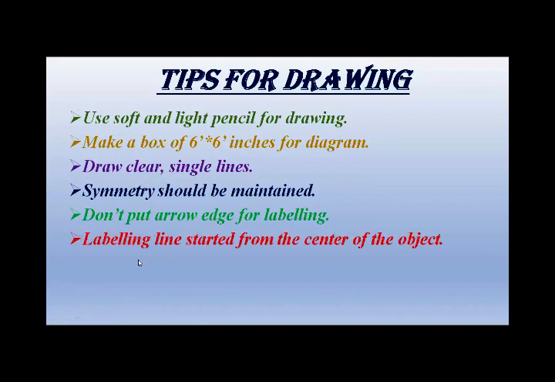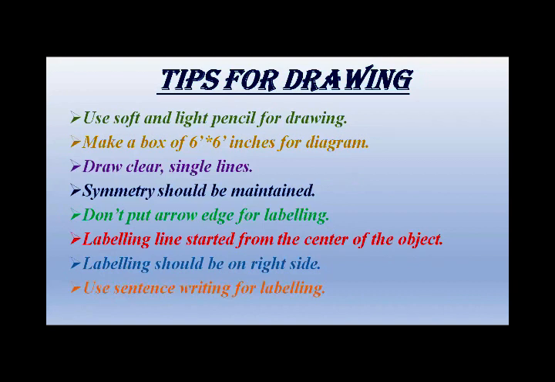The next one is labeling line should start from the center of the object. If you want to label any object of your diagram, you will put the starting point of the label line in the center of the object. The next one is the labeling should be on the right side. As we already know, we label the diagram on the right side.